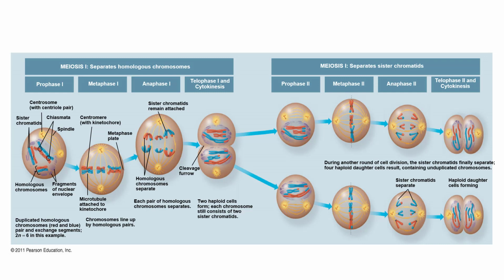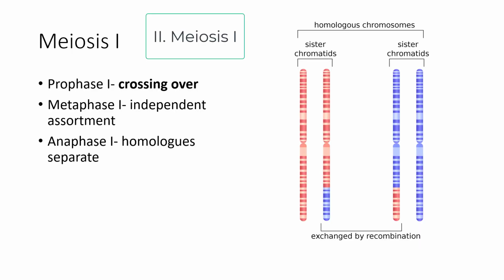In prophase 2, those chromosomes are not forming chiasmata because there is no homologue. We'll get to that more later. Metaphase 2, you have them lining up on the metaphase plate. Anaphase 2, the sister chromatids separate. So that's the overview. Let's get into the details.